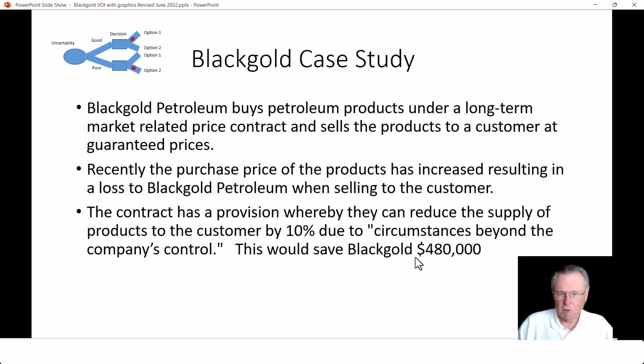Blackgold Petroleum buys petroleum products under a long-term market-related price contract and sells those products to a customer at guaranteed prices. But recently, the purchase price of the products has increased, resulting in a loss to Blackgold Petroleum when selling to the customer. The contract has a provision where they can reduce the supply of products to the customer by 10% due to circumstances beyond the company's control. This would save Blackgold $480,000.